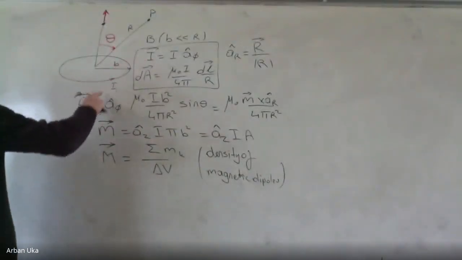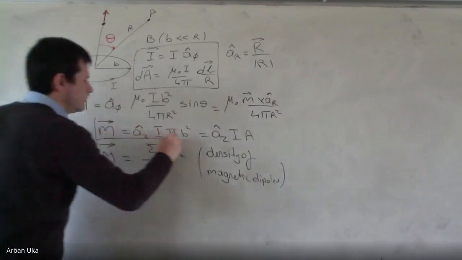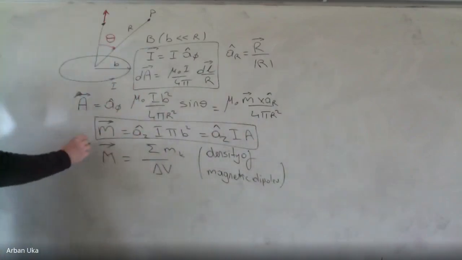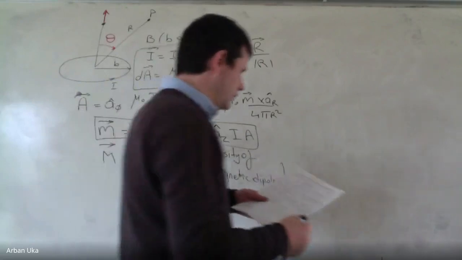So from currents, we find the A, we find the magnetic field, we find this magnetic dipole, then we find the magnetization. Now, once we have the magnetization, we can define a couple of new quantities.